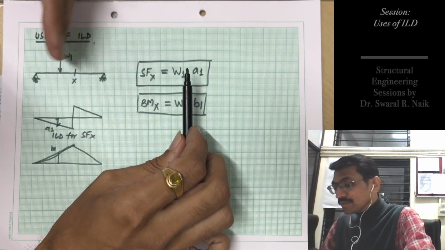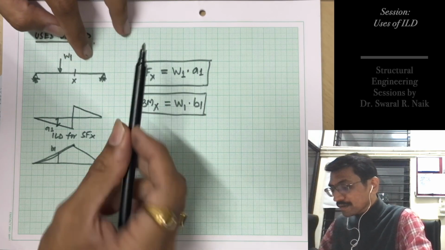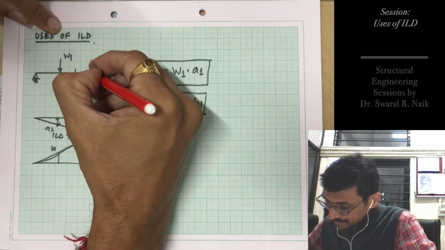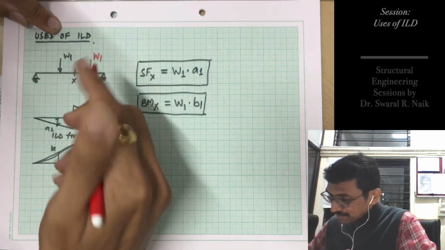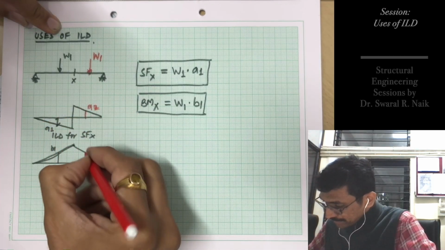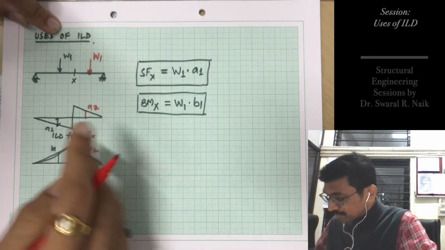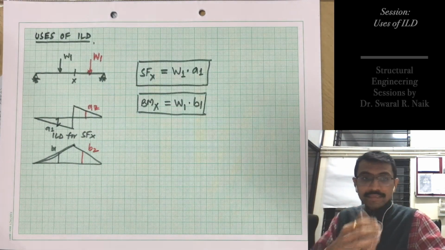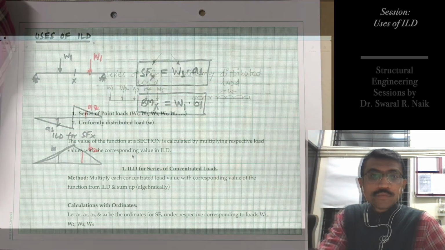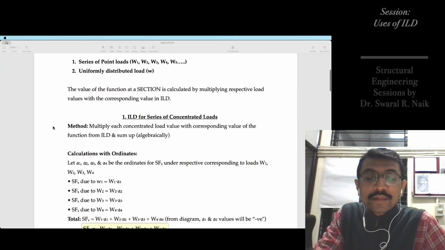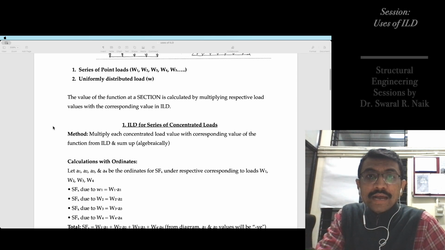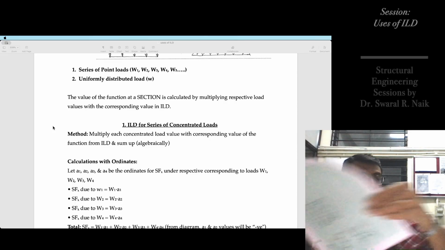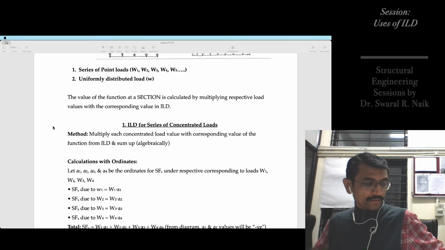If after some time this load has moved from this position to the next position, then the SFX will be W1 into A2, and W1 into B2 for BM. For SF similarly, right? So I hope this is clear. Now next, moving further, we will see first about the ILD for a series of concentrated forces or a series of concentrated point loads.